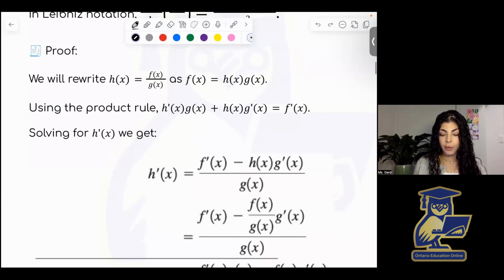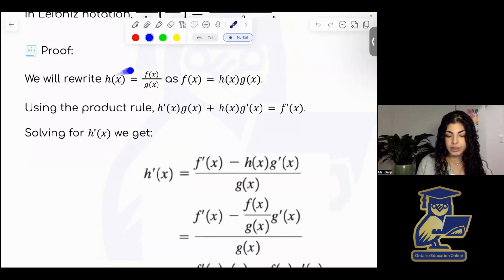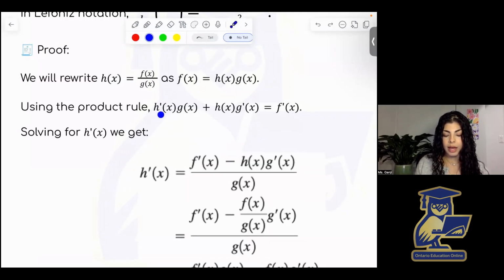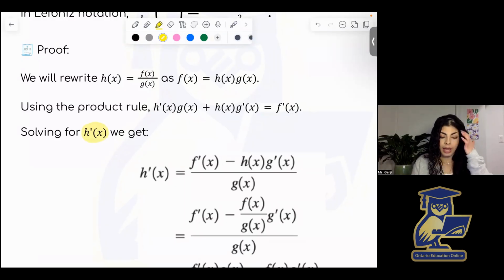Okay, now the proof of this, so consider h of x is f of x over g of x. Now I'm going to multiply by g of x and rewrite this as f of x. So f of x is h of x times g of x, and using the product rule, we have h prime of x times g of x plus h of x times g prime of x is equal to f prime of x. And we were actually looking for h prime of x, which is the derivative of h. And that's because our original function was h of x.